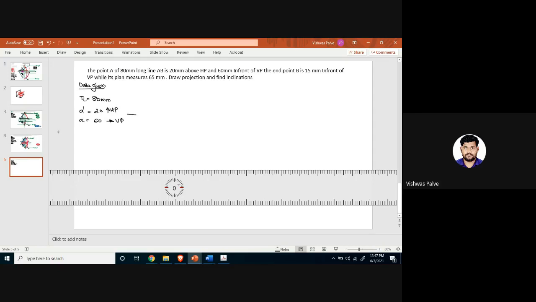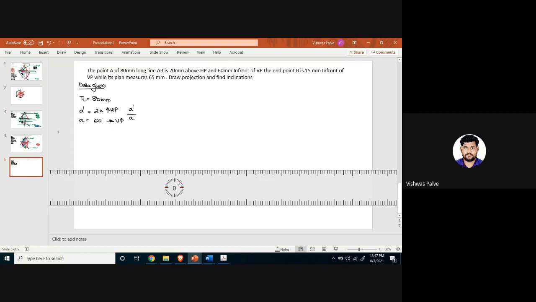Which quadrant does this point lie in? First quadrant. What is the condition for the first quadrant? A dash above the XY line, A below the XY line. So we can easily locate points A and A dash in the problem.